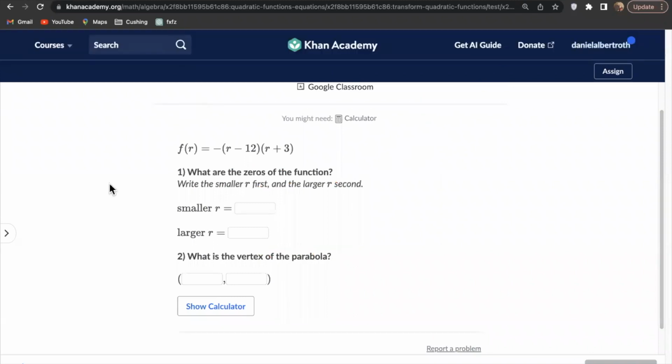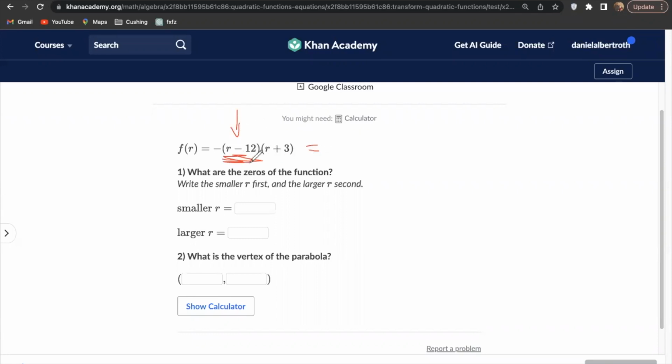All right. So we have a quadratic function, and the first question says, what are the zeros of the function? Small one first, larger one second. Okay, so luckily this function is written in factored form. We just saw a quadratic in factored form, and it was easy. I just kind of pointed out the solutions.